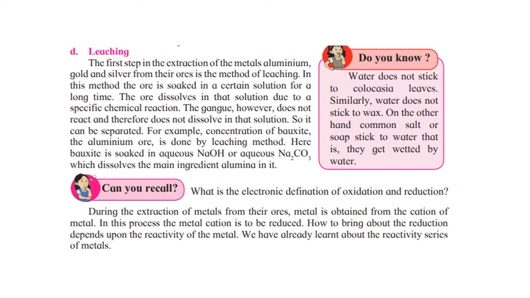During the extraction of metals from their ore, metal is obtained from the cation of the metal. In this process, the metal cation can be reduced. Now, how to bring about the reduction depends upon the reactivity of the metal. So, these four processes we learned were about how to separate. Now, we'll be learning about how to purify and get the extraction.